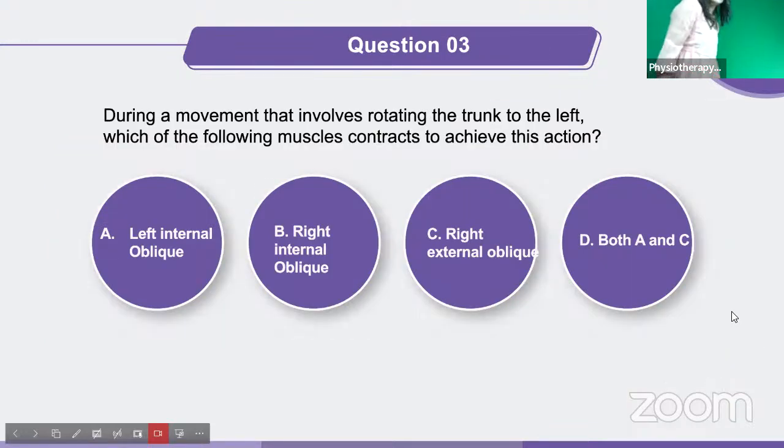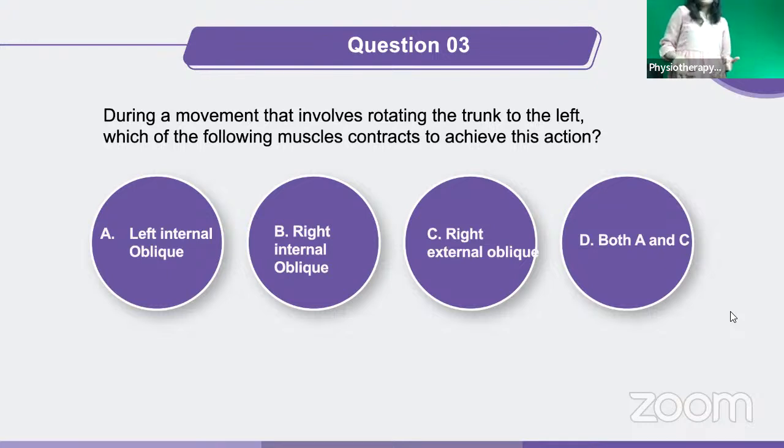Next, question 3. During a movement that involves rotating the trunk to the left, that is, this is my right, this is my left, I am rotating the trunk to the left. Okay. So for this left rotation, which of the following muscles contract? A is left internal oblique. B is right internal oblique. C is right external oblique. D is both A and C. So what do you think is the correct answer?